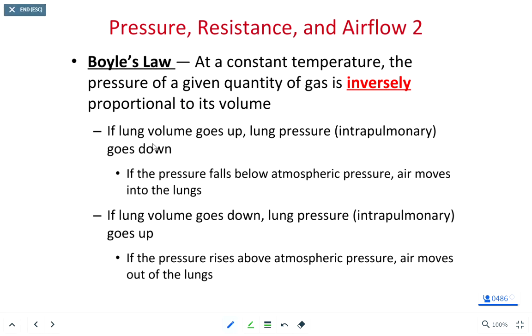So if we have an increase in our lung volume, we are going to have air flowing into the lungs. Air moves into the lungs because we have low pressure in the lungs when the volume increases. And then if we have either quiet expiration or forceful expiration, whatever the reason, if the volume of our thoracic cavity goes down and our lungs go down, the pressure goes up. And if the pressure goes up, air goes out.